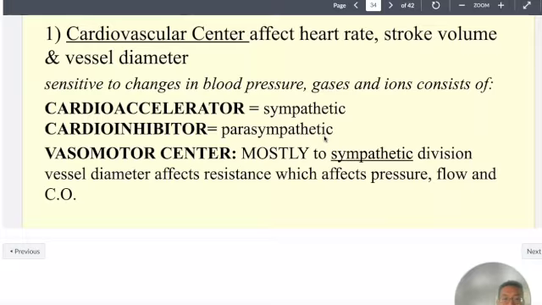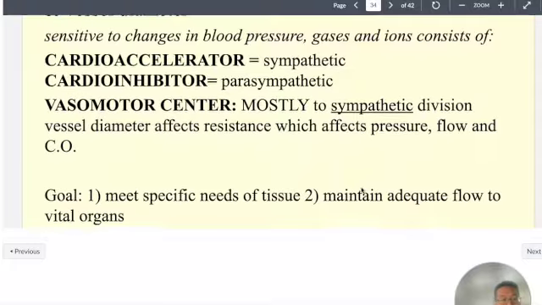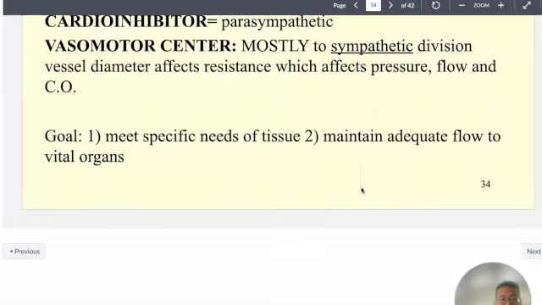Neuroregulation, we already talked about these. Cardioaccelerator makes the heart go faster, like your sympathetic division. Slowing down the heart is parasympathetic. Vasomotor control, where vaso refers to your arteries, is mostly the sympathetic division. Again, it's the same goal, homeostasis.